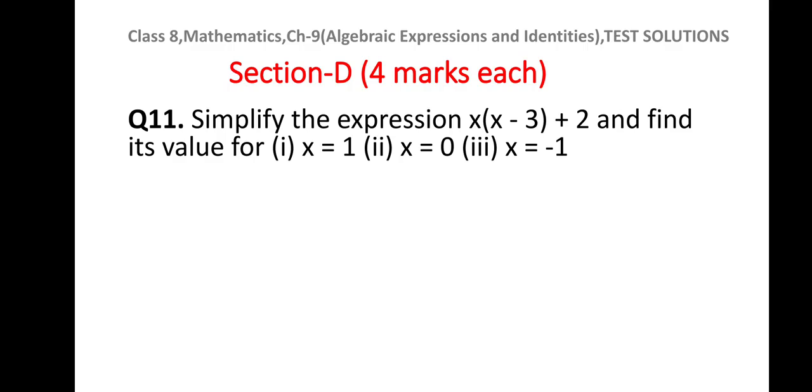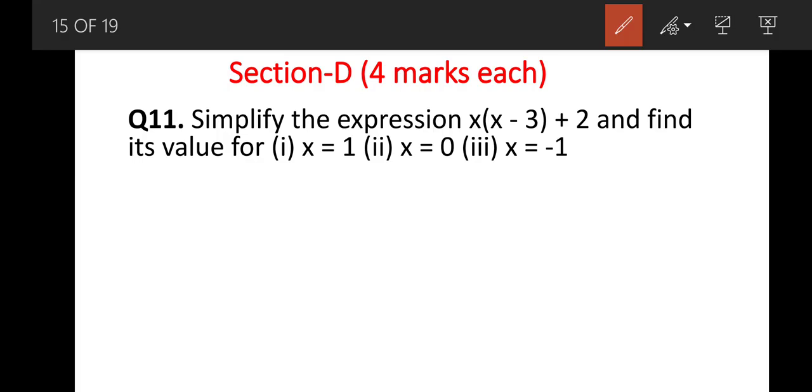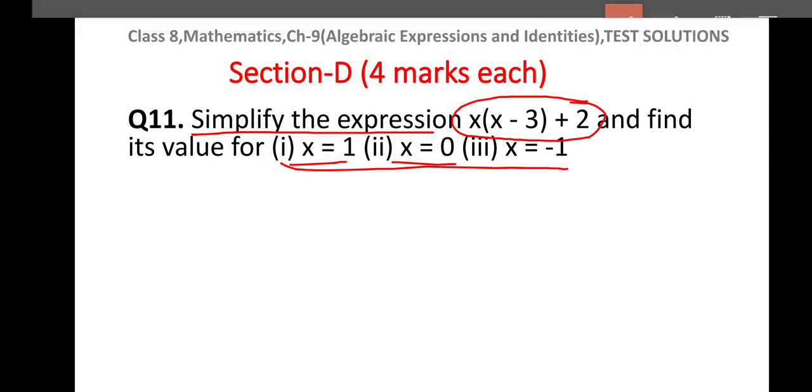Simplify the expression x bracket x minus 3 plus 2 and find its value for first part, second part and third part. This is of 4 marks. So dear children, first of all you need to understand that if it is written simplify the expression, you need to first solve this expression and then keep on putting the values of x: x as 1 in the first part, x as 0 in the second part, and for the third part x as minus 1, and you will be getting 3 different values because 3 different parts are there. So let us see now.